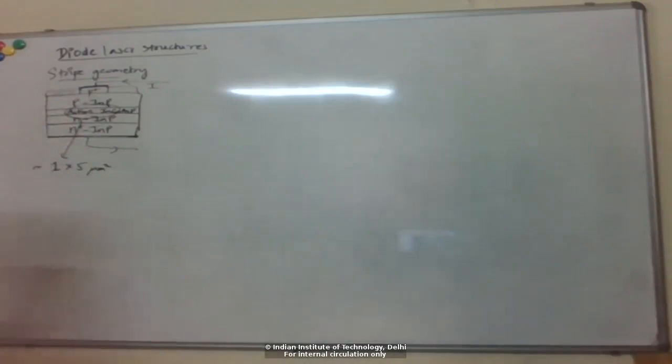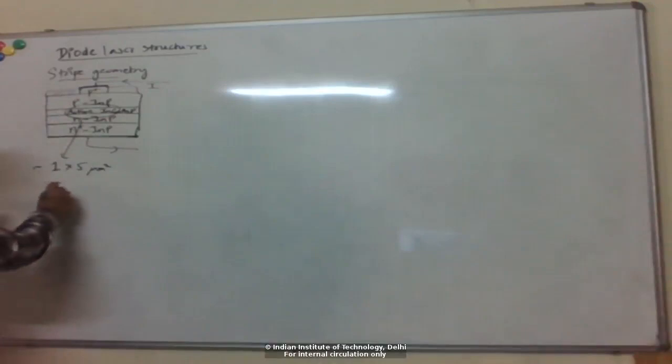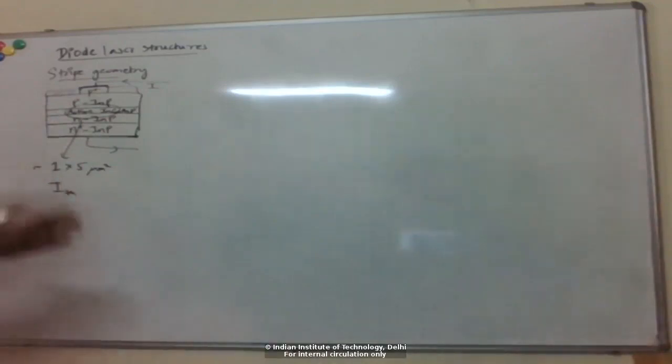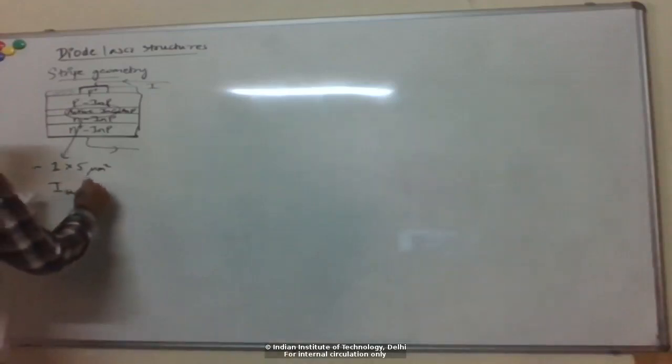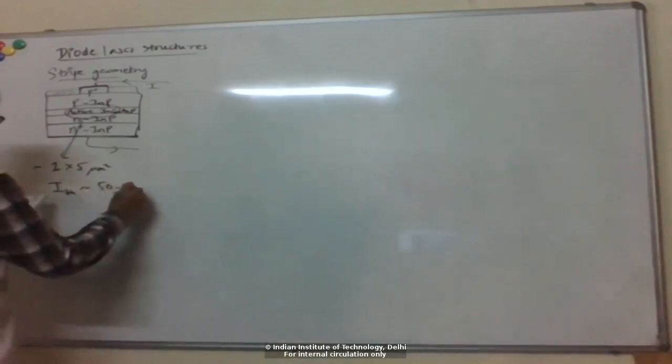Okay. And typically the threshold current, beyond which you start getting lasing for these structures, is typically like 50 to 100 milliamps.